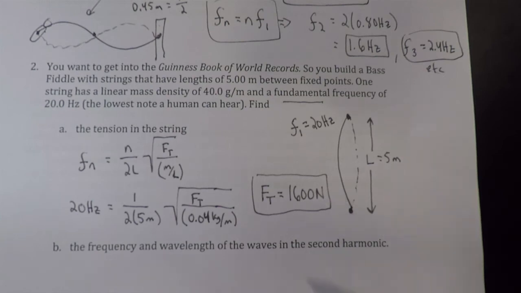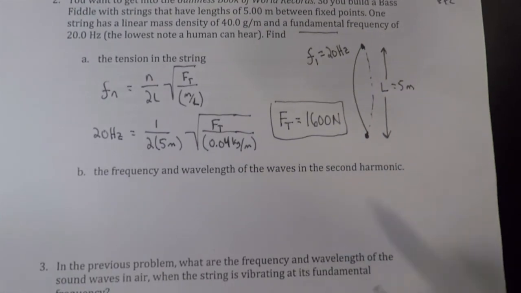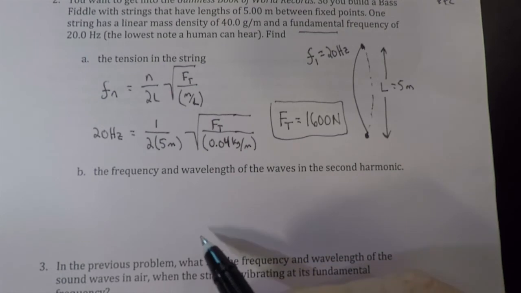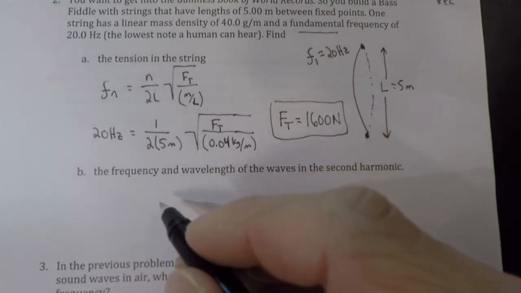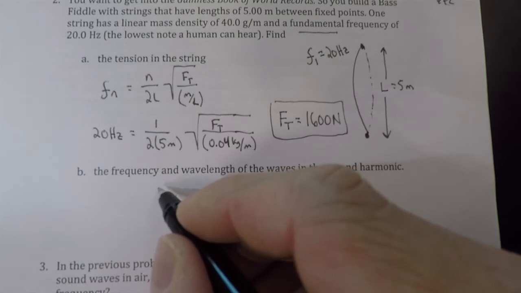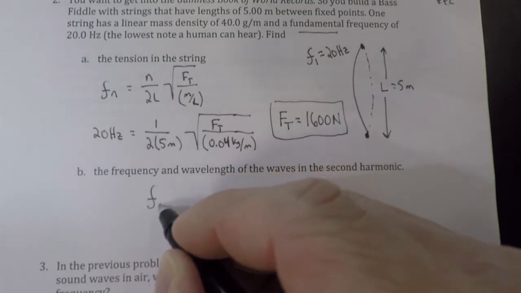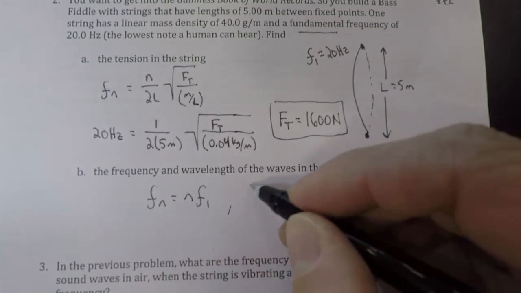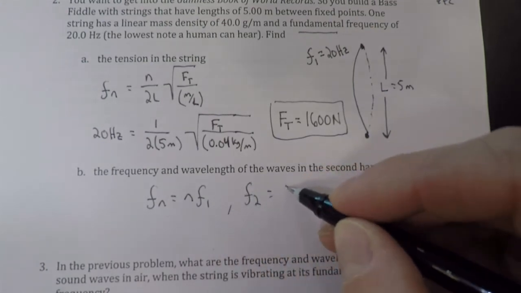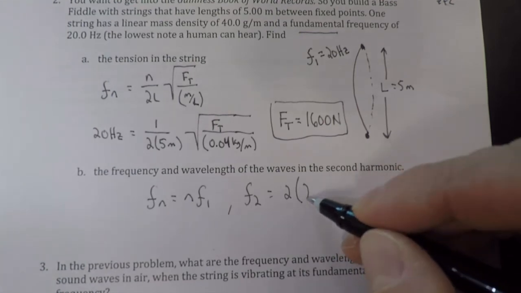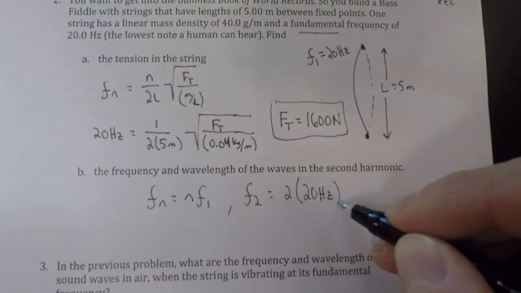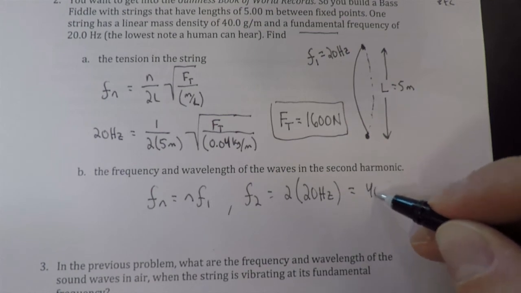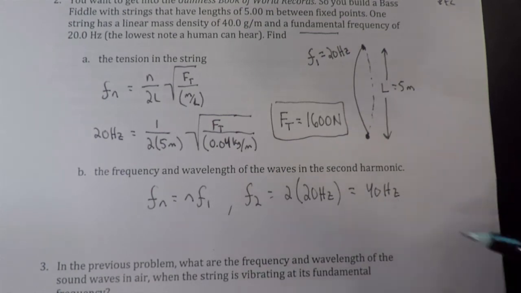Okay? So the next question asks me to find the frequency and the wavelength of the second harmonic. This isn't actually very hard. I don't even need to use the same equation again. I know what the first harmonic is, and each harmonic is just a multiple of the fundamental. So if I want to find the second harmonic, I put 2 in for n, and I multiply it by the fundamental, which has been given to me as 20 hertz. So my fundamental is 20, my second harmonic is double that, 40 hertz. Okay, that's still pretty low. In fact, your ear probably isn't going to hear that, not very sensitive to that sound.